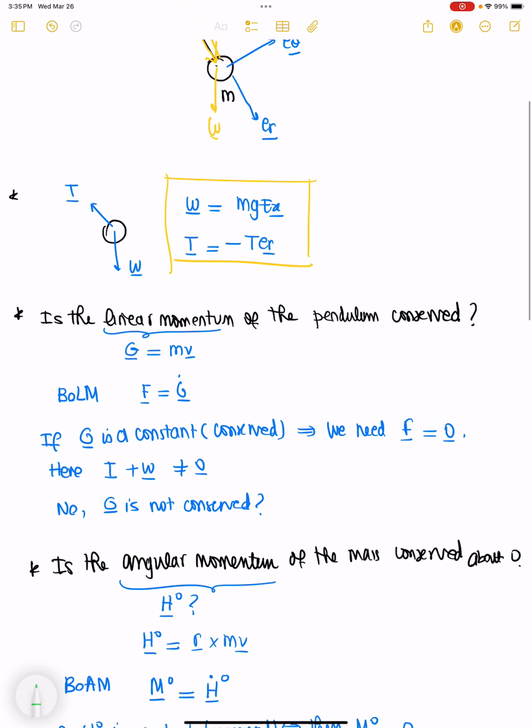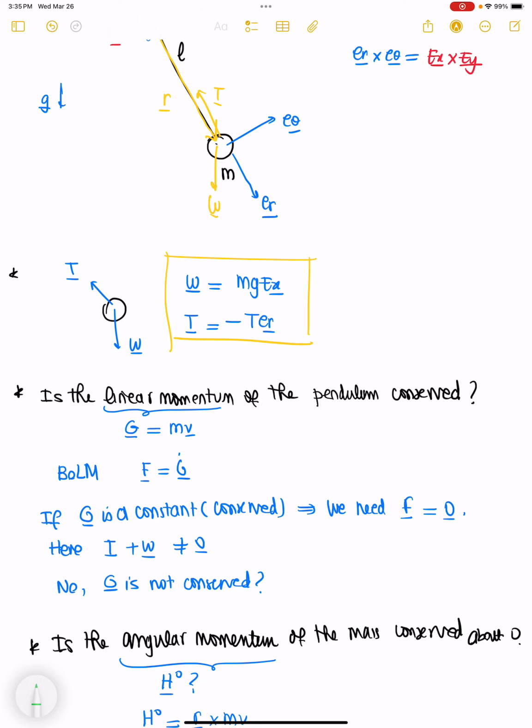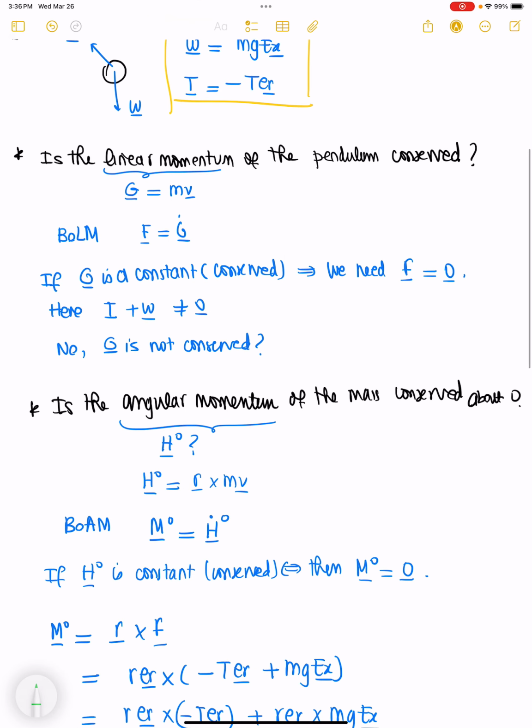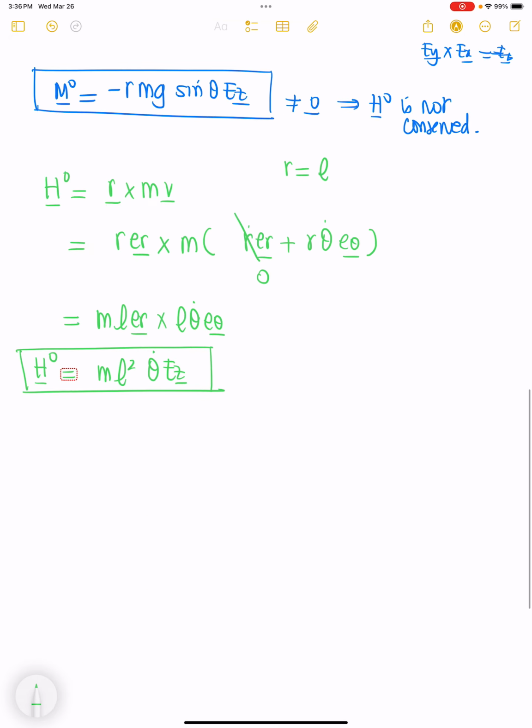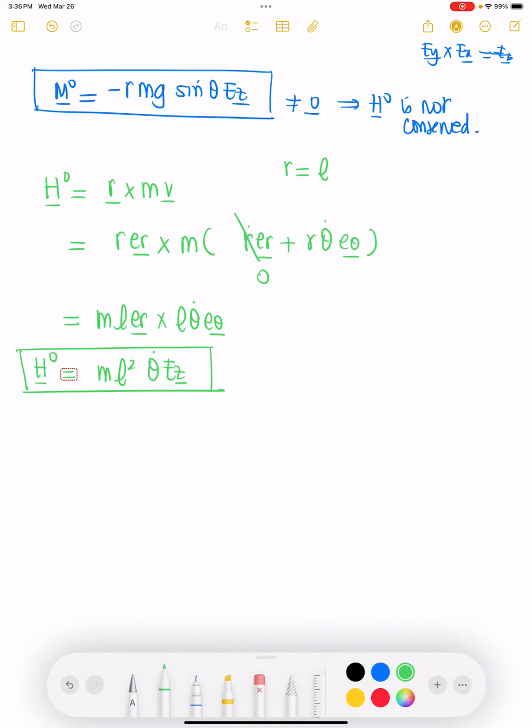So again, how do I show that the linear momentum of a system is conserved? The linear momentum of the system is conserved if the sum of forces is equal to 0. The angular momentum is conserved if the sum of moments about O is equal to 0. Now energy is a little bit different. How do I show if the energy of a system is conserved? So is the energy of the mass conserved?